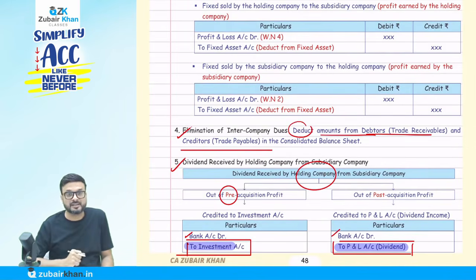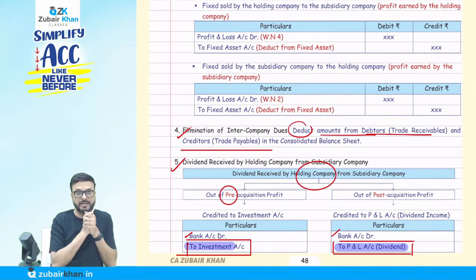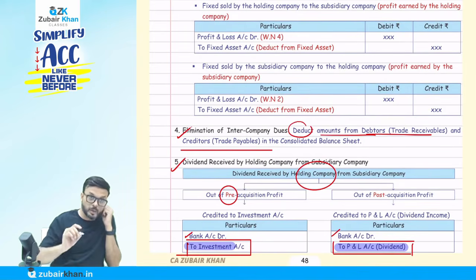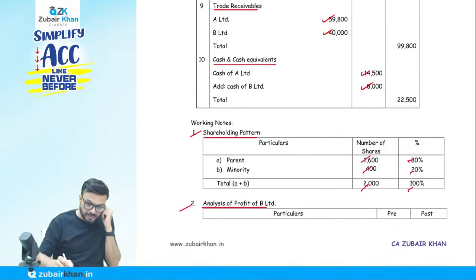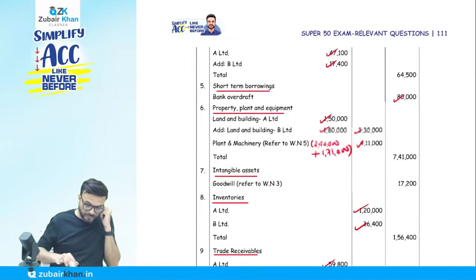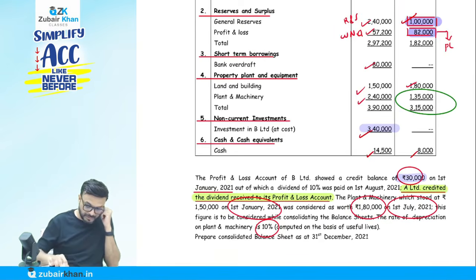But ICAI certain times, rarely, says that the treatment has been done wrongly. Now, if they give the wrong treatment, we have to do the rectification. It is mentioned in the question. Just listen now. Read this para carefully. What are they mentioning here now?